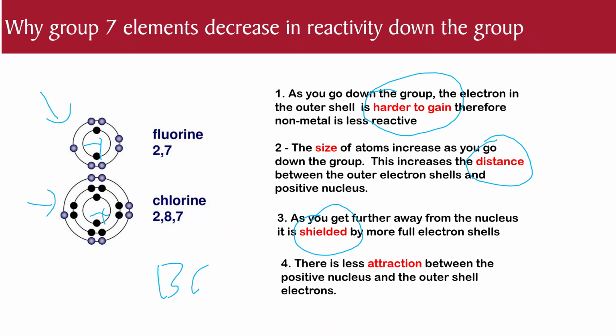There's less attraction for chlorine in the centre than there is for fluorine. So again, what you need to do is pause it and then think about why it is harder to gain as you go further down, or even why it is easier for fluorine to gain. And it's all to do with the distance, the shielding, and the attraction.